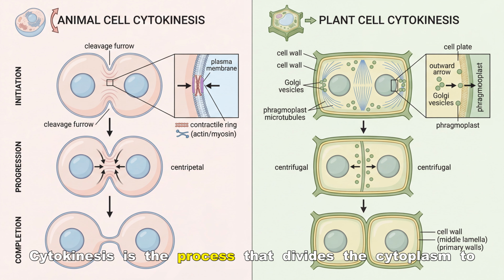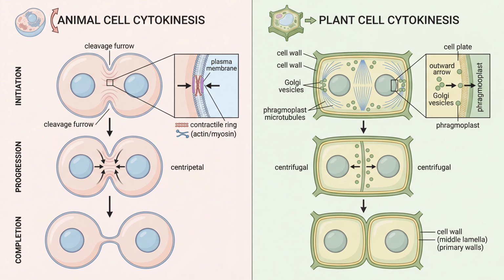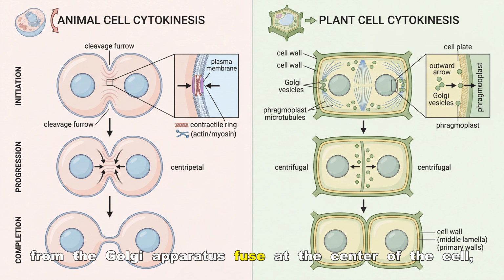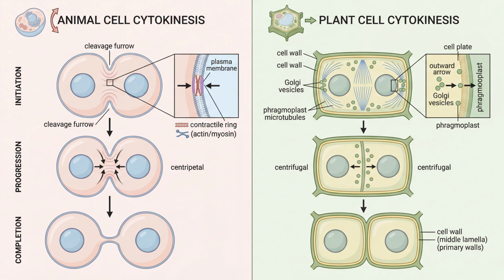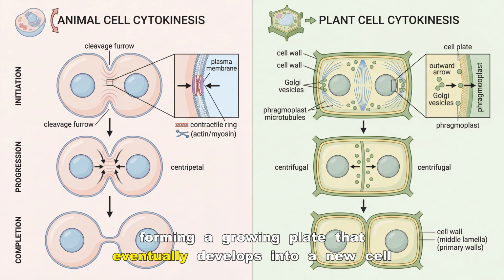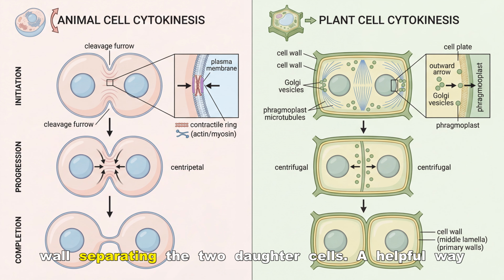In plant cells, however, the rigid cell wall prevents pinching, so cytokinesis occurs through the formation of a cell plate. Vesicles from the Golgi apparatus fuse at the center of the cell, forming a growing plate that eventually develops into a new cell wall separating the 2 daughter cells. A helpful way to remember this is animals pinch, plants build.